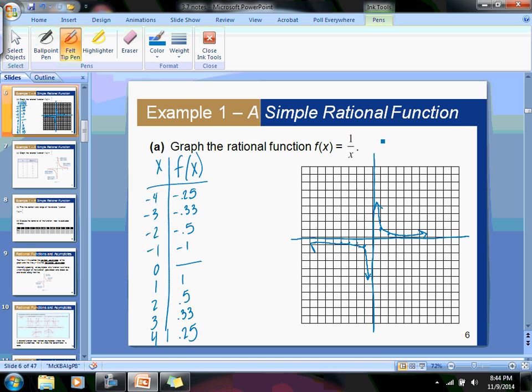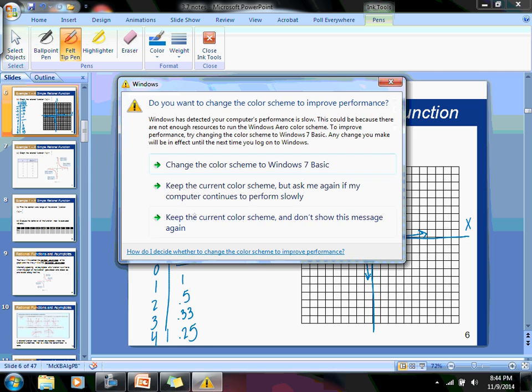Now, these lines are our x and y axis, but they're also lines that the graph never touches. So as x is going to negative infinity, our y values are getting closer and closer to 0, but they never actually touch it. And as x goes to 0 from the left, it starts to go to negative infinity. And as x goes toward 0 from the right, it goes to positive infinity. And as x goes to positive infinity, our y values go to 0.